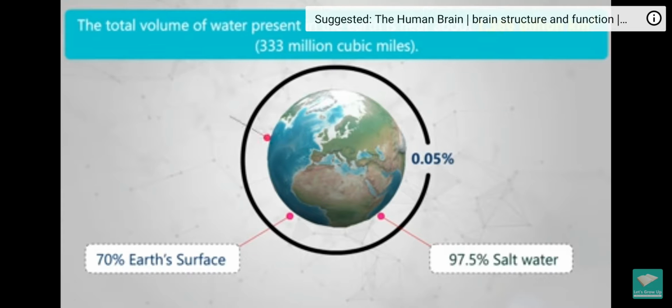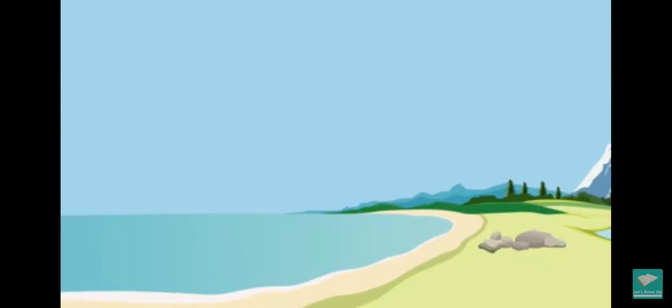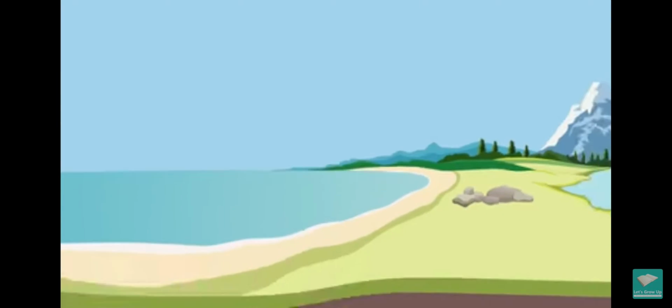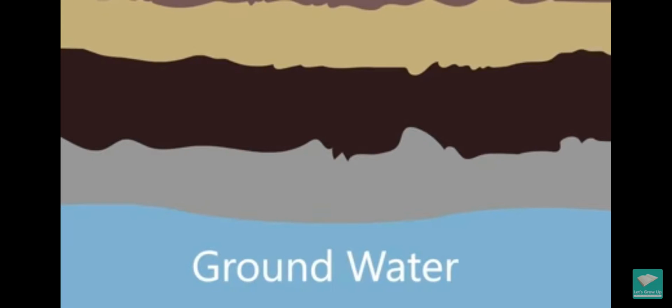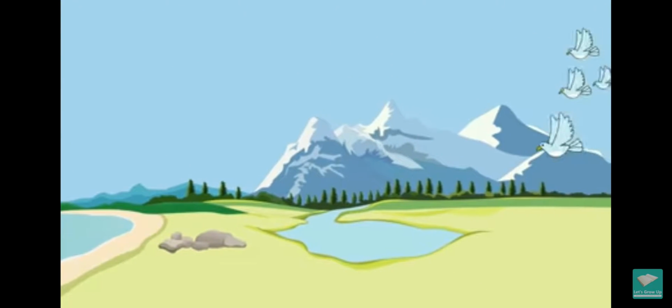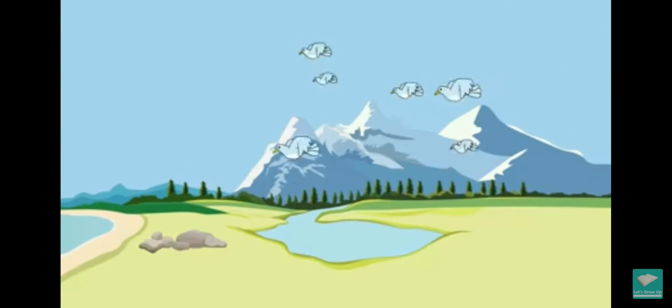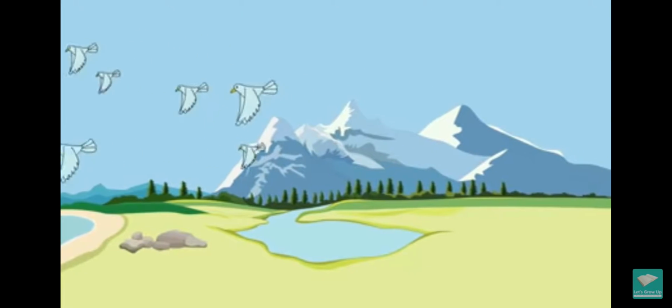97.5% is salt water, and 2.5% is fresh water. Only 0.03% of fresh water is present in liquid form on the Earth. It provides life, eases out heat, drains harmful substances, and mediates many day-to-day works.